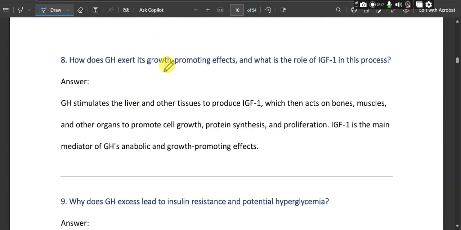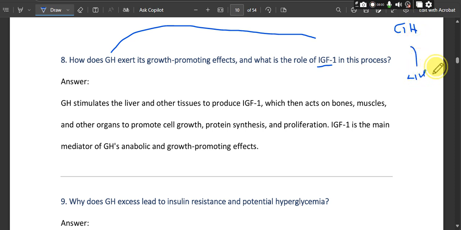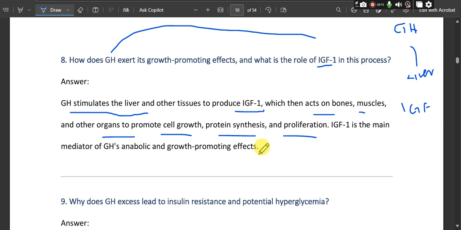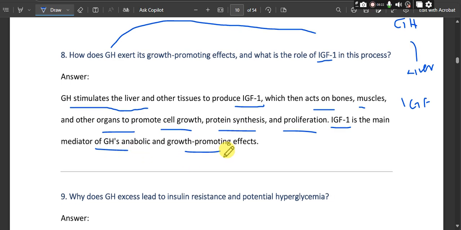How does growth hormone exert its growth promoting effect? Growth hormone exerts its growth promoting effect simply because it leads to production of IGF-1 from the liver. Once growth hormone is released, it acts on the liver, causing the liver to secrete IGF-1. Once it is produced, IGF-1 acts on the bones, the muscles and other organs to promote cell growth, protein synthesis and proliferation, all leading to growth. So IGF-1 is the main mediator of growth hormone's anabolic and growth promoting effects.